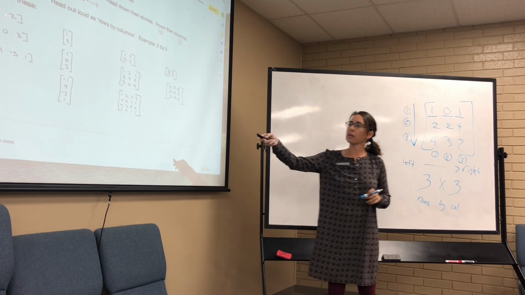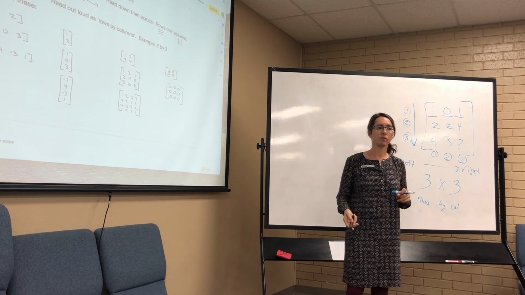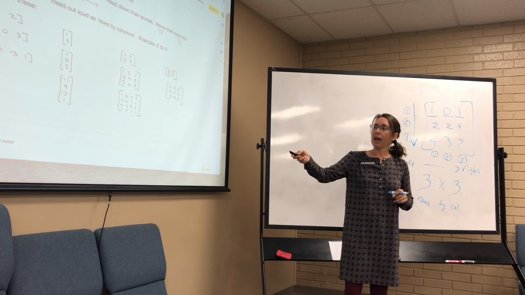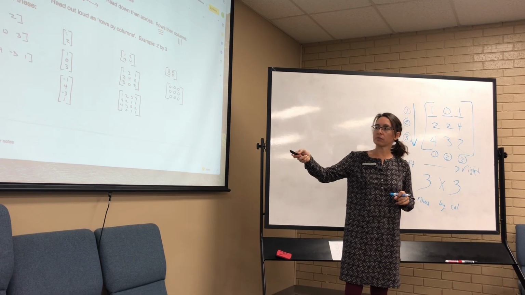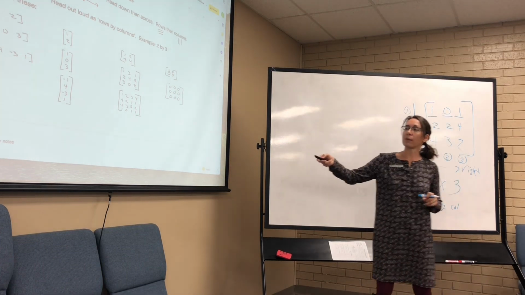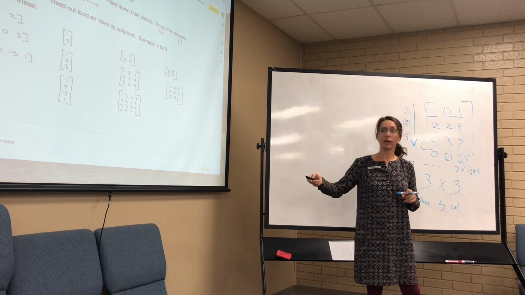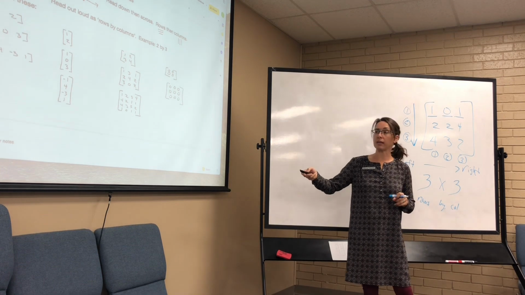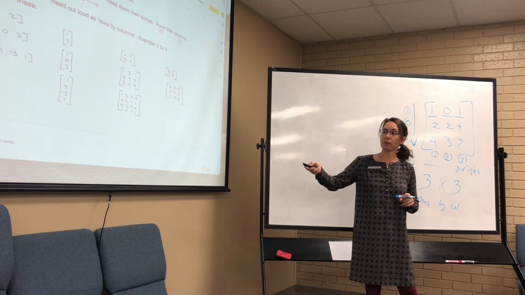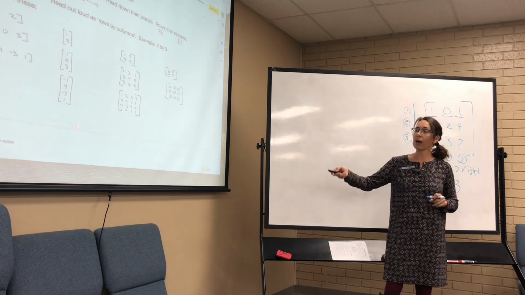So this first one here, how many rows do we have? 1. How many columns do we have? 2. It's a 1 by 2. All right, what about this next one? 1 row. How many columns? 3. It would be a 1 by 3. This bottom one, 1 row, 4 columns. 1 by 4. All right, so now I have column 1.